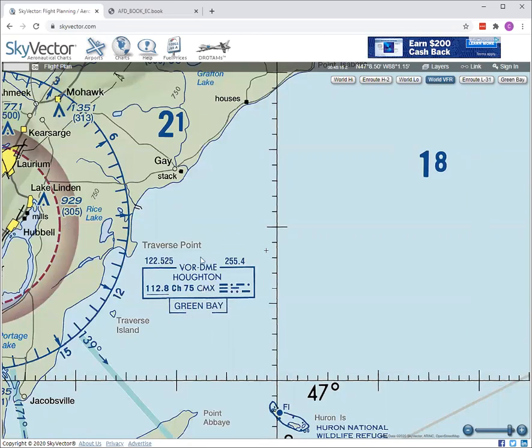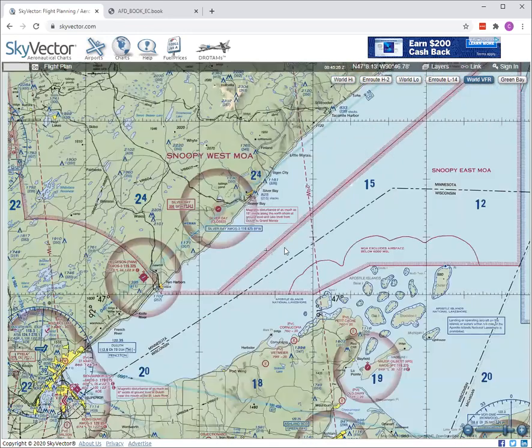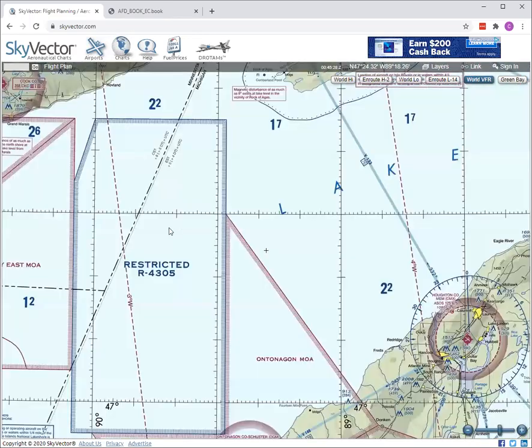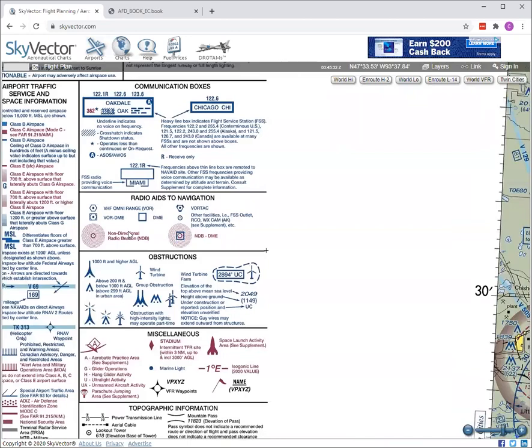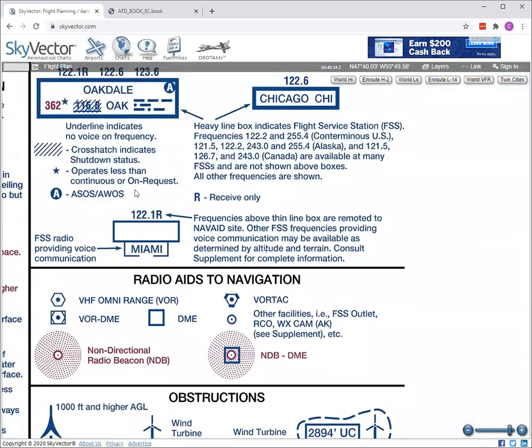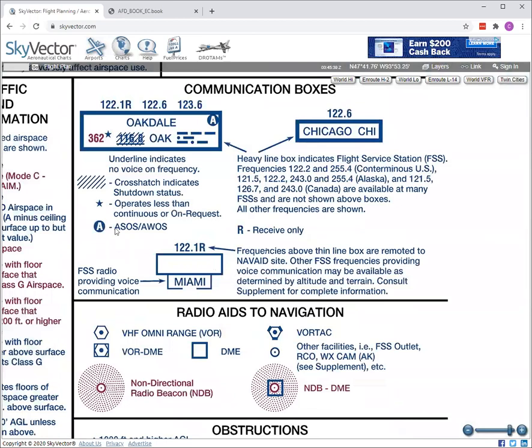Then on the outside, sometimes you'll have flight service station frequencies and the name of the station that serves that VOR. All right. So that's what that box means. Also, some will have either an A or sometimes an H in them.